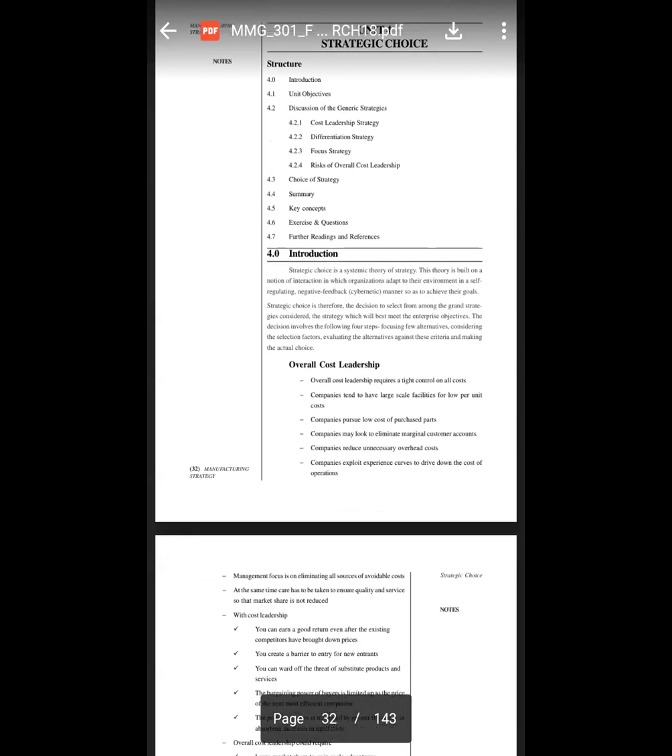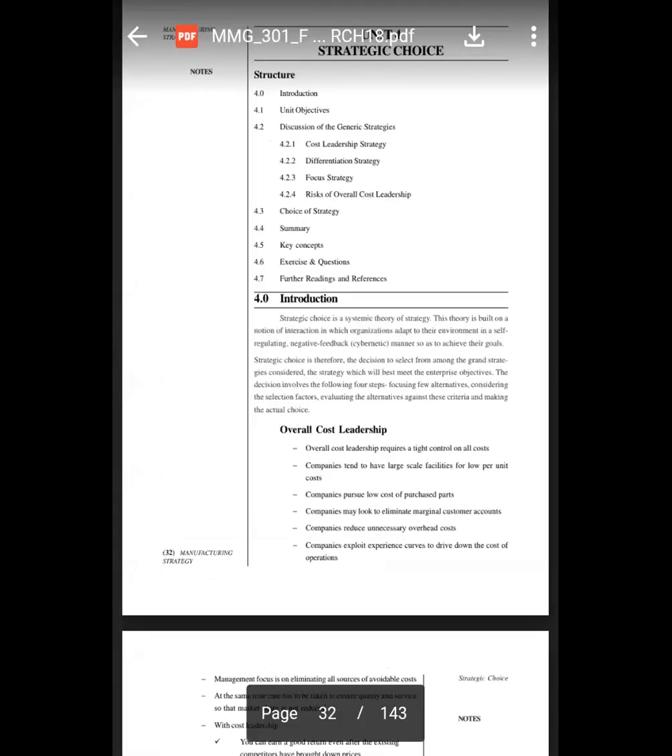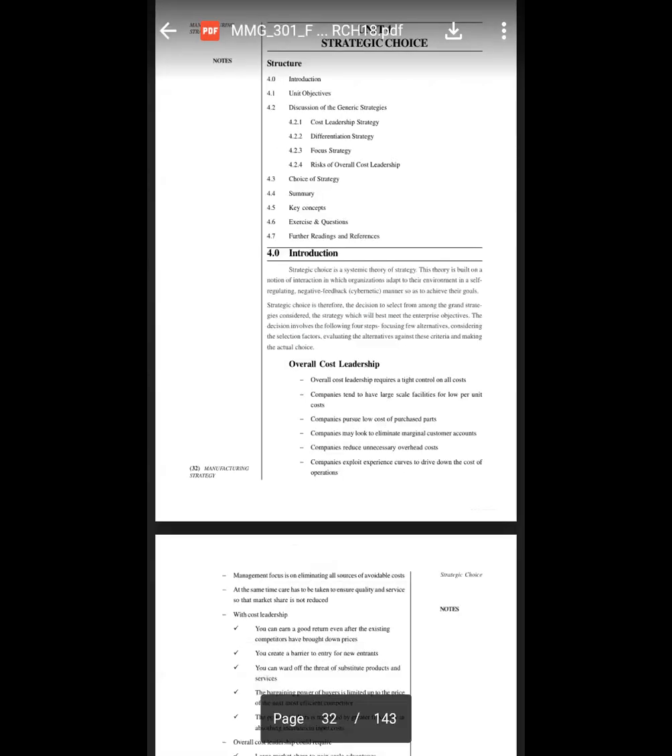Now, let us discuss strategic choice. Strategic choice is a systematic theory of strategy. This theory is built on the notion of interaction, in which organizations adapt to their environment in a self-regulating negative feedback manner so as to achieve their goals. Strategic choices are therefore the decision to select from among the grand strategies considered the strategy which will best meet the enterprise objectives.